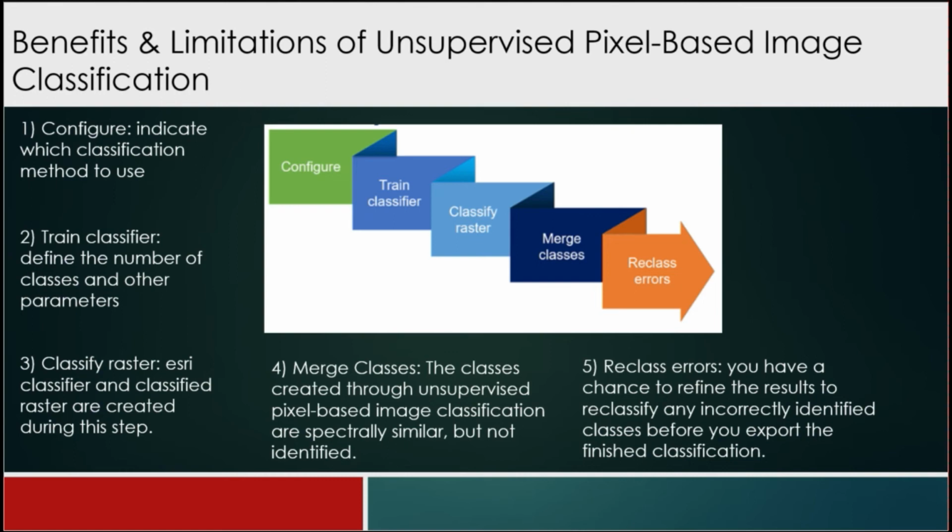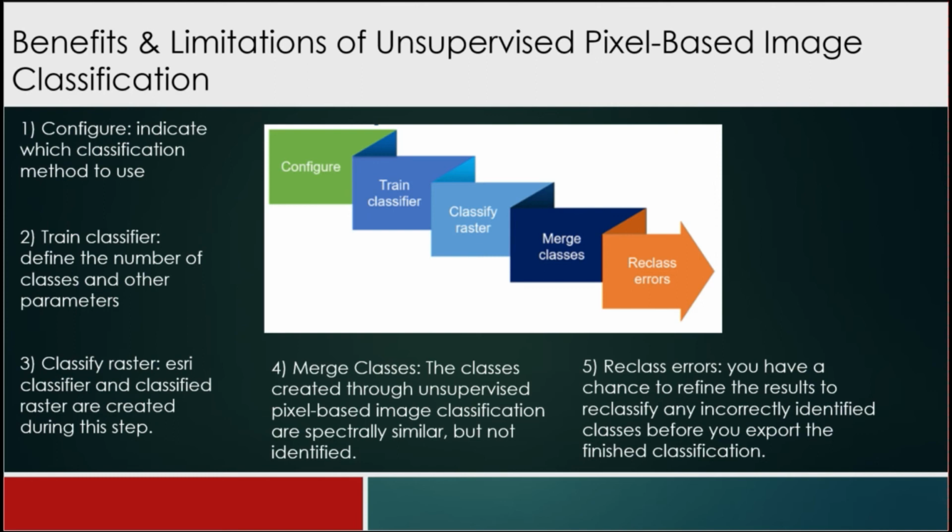You can use the Esri classifier definition file that's given to you during the lab that we're going to do this week. During that step, the Esri classifier definition file can be used to classify other spectrally similar rasters. The fourth step is merge classes. The classes created through unsupervised pixel-based image classification are spectrally similar, but not identified. So through visual inspection, you determine which class represents which object or feature or land cover type, and then those features are merged into that same class.